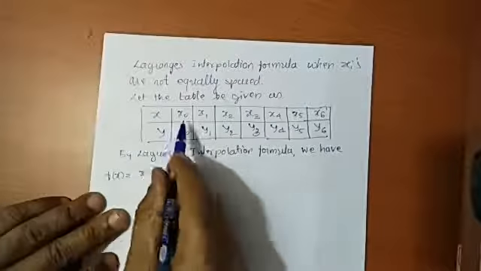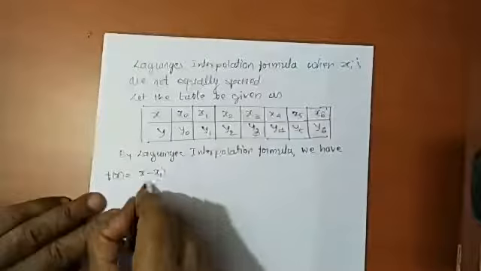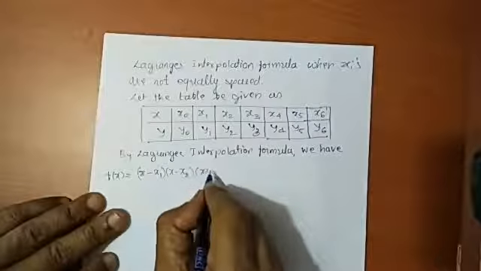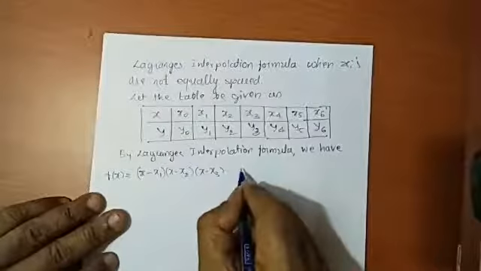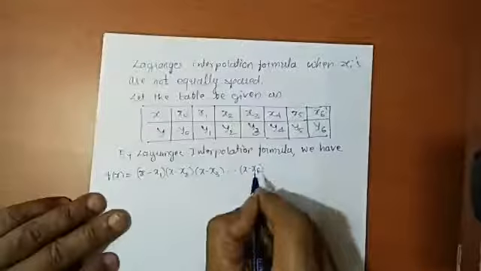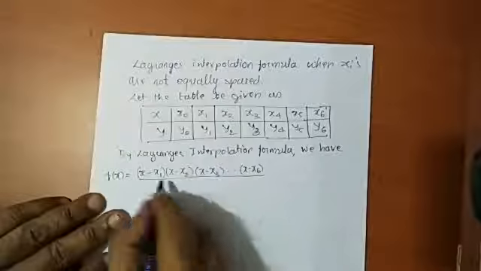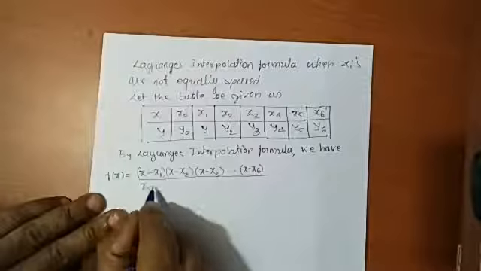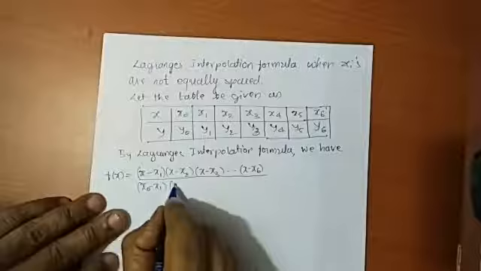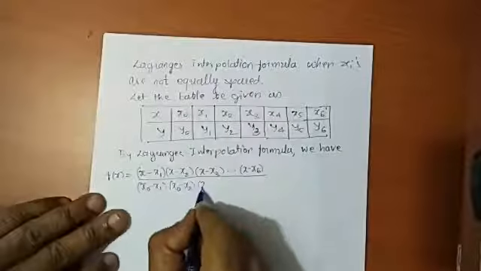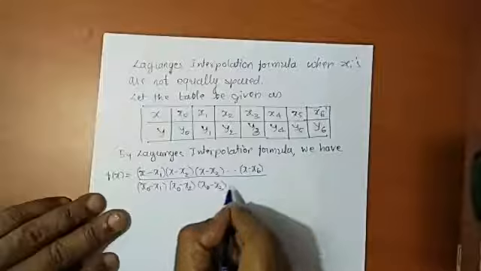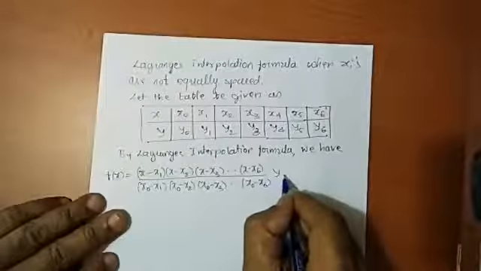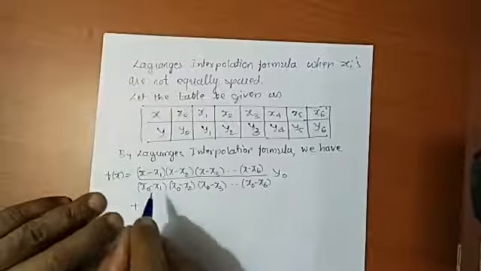So in the first term, it starts with x minus x1 now. x minus x1 into x minus x2 into x minus x3, and so on, up to x minus x6, the last term, divided by, now in the denominator, I replace this x by x0. So it is x0 minus x1 into x0 minus x2 into x0 minus x3, and so on, x0 minus x6, times y0, plus. Now I write the second term.